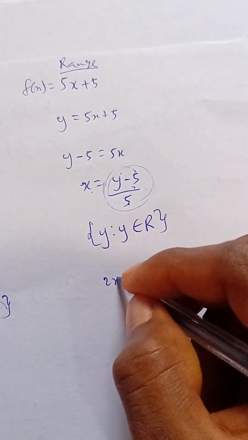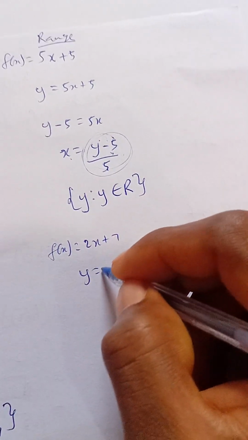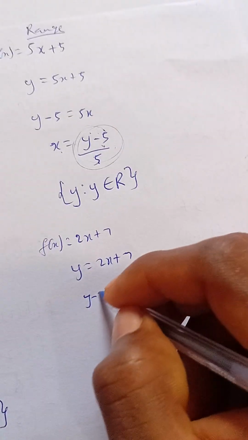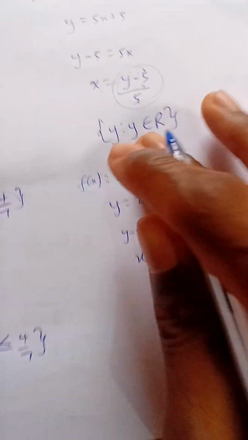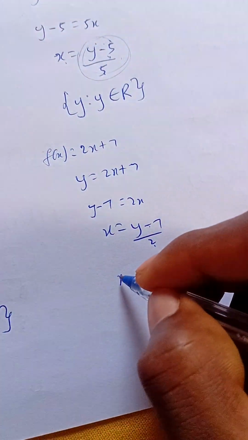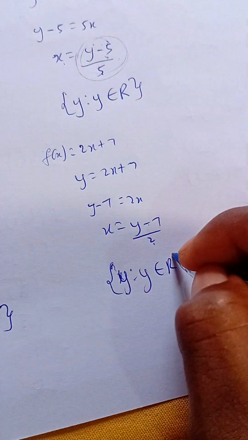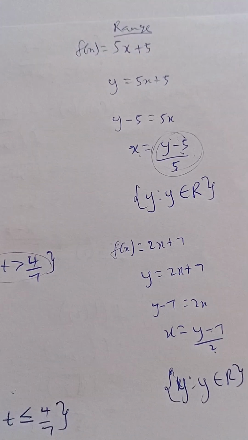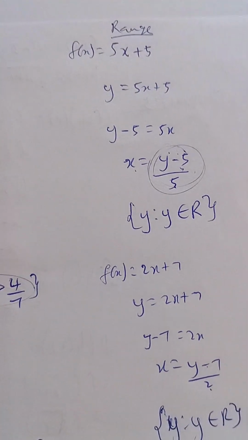If we are having 2x plus 7, f of x equals this. We equate it to y, make x the subject. So here x is y minus 7 on 2. The down is just a number we ignore. The top is a polynomial. So y such that y is member of R. So here too all real numbers, this is the range. The range is just defining the domain. So the possible images of the domain, we call it the range.